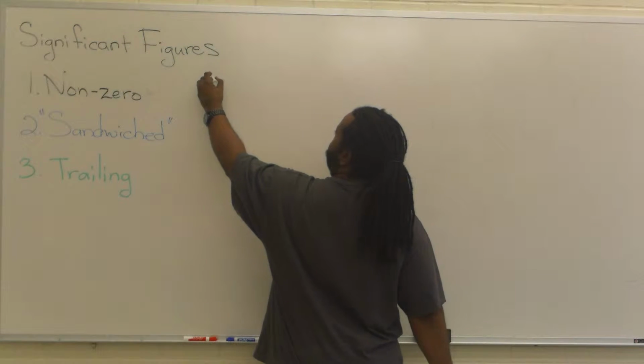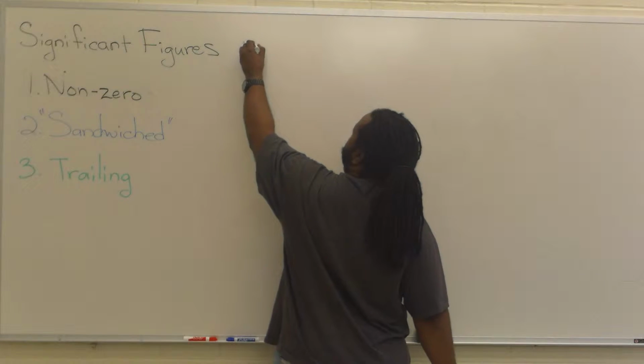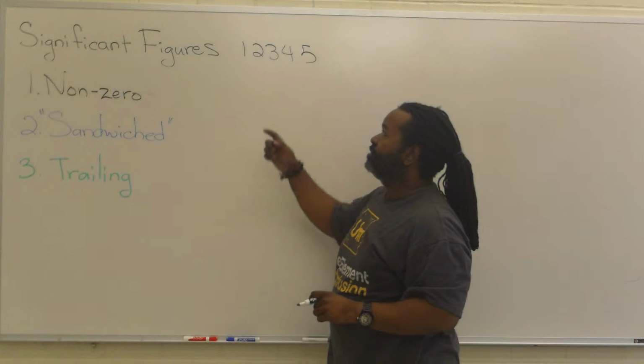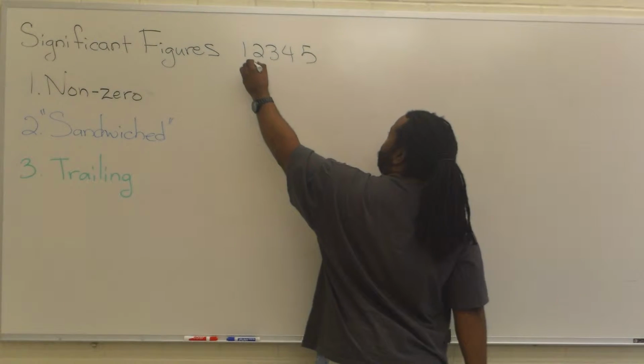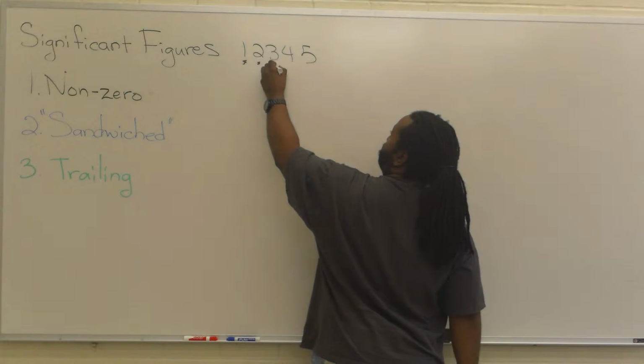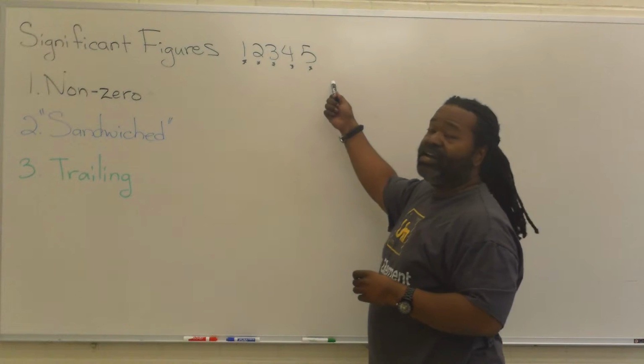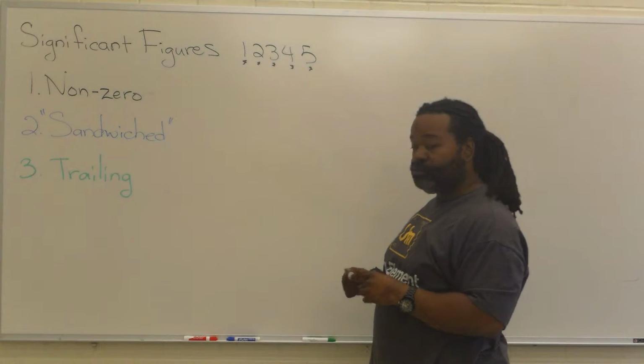So the first one is completely straightforward. 3, 4, 5. And so in this case, each one of these numbers is not a zero. So by rule 1, we have 5 significant figures.